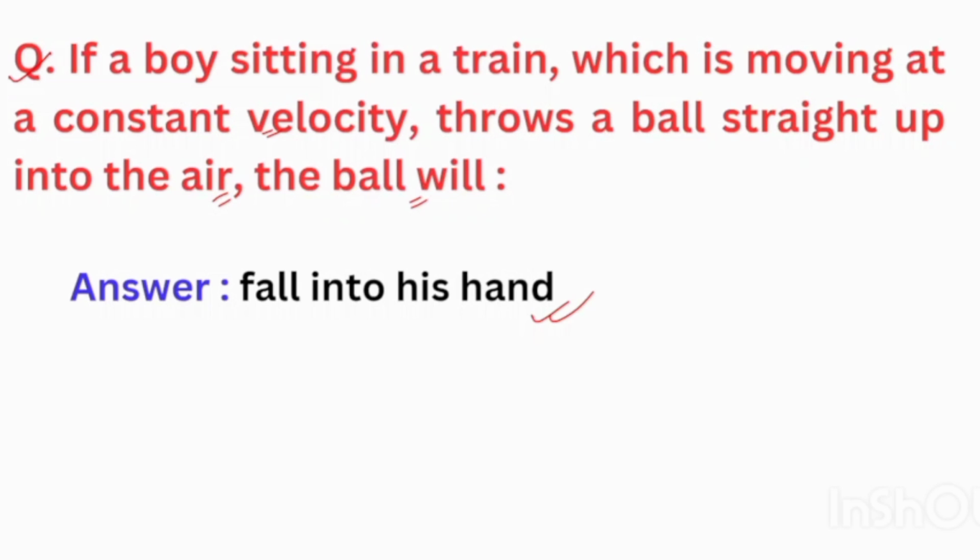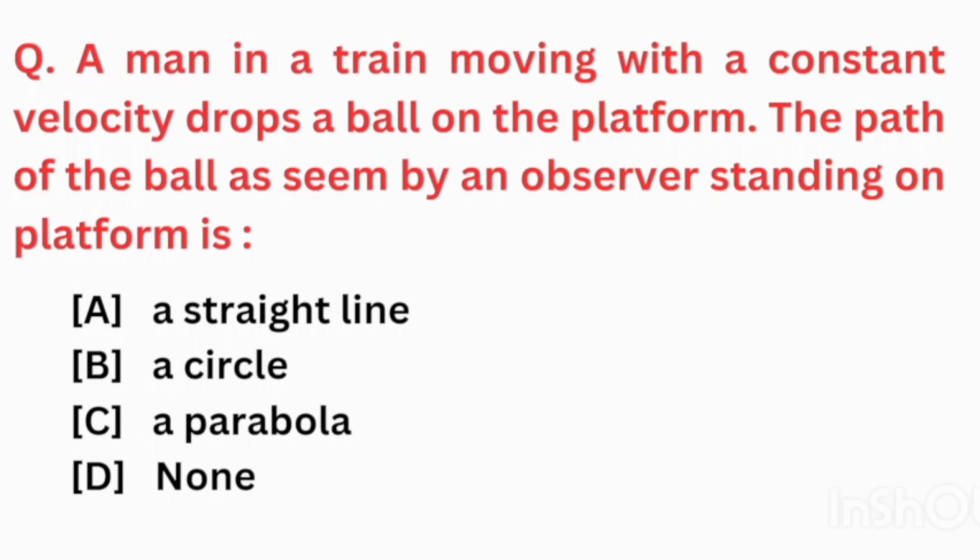These are the practical questions which are very common in exams. Let's see the next question. Next is, a man in a train moving with a constant velocity drops a ball on the platform. The path of the ball as seen by an observer standing on platform is, your options are a straight line, a circle, a parabola, none. And the correct answer is a parabola.